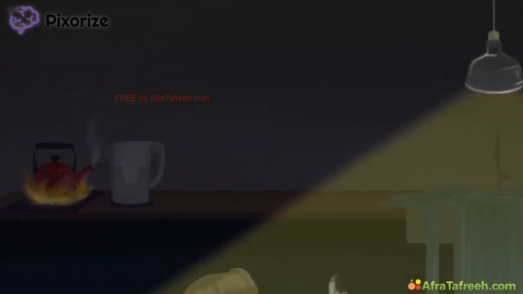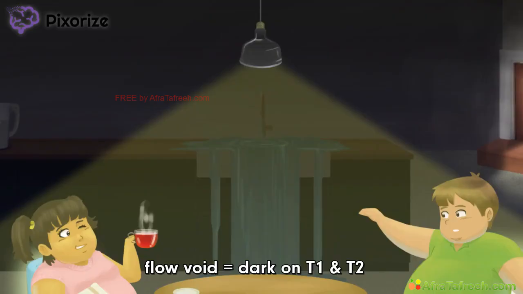Now take a look in the middle of the room. Looks like somebody forgot to turn off the water. I mean, seriously, shouldn't somebody have noticed this? Anyway, this rapidly flowing water is in the dark to help you remember flow void. This is a phenomenon in which rapidly flowing fluid, like flowing blood, is dark on imaging. Since the fluid moves so fast, it's out of the MRI beam before it can give off signal. We put this in the middle to help you remember that flowing fluid is dark on both T1 and T2.